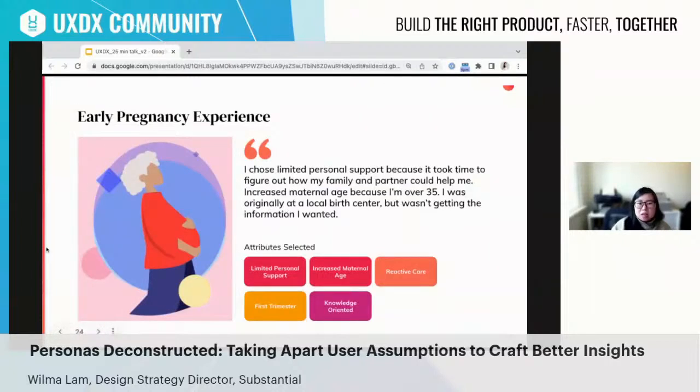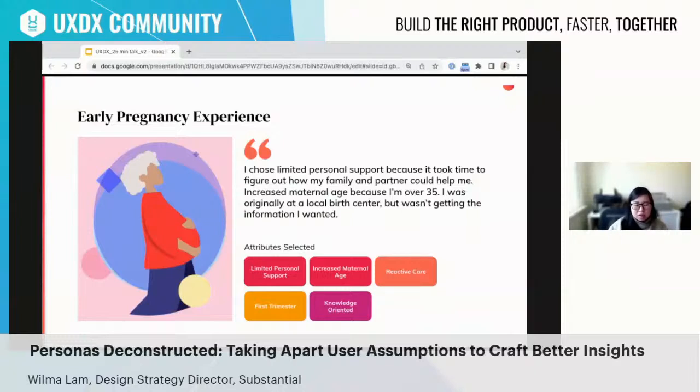So here's an example with someone. We had asked this individual to select cards that represented her early pregnancy experience and not the experience she had right at this moment. And she said, I chose limited personal support because it took time to figure out how my family and partner could help me. I selected increased maternal age because I'm over 35. And I was originally at a local birth center, but wasn't getting the information I wanted. So this gives us a chance to verify that the attributes we've created in these cards, which the product team will be designing against, are accurate and seen as representing true user experiences.